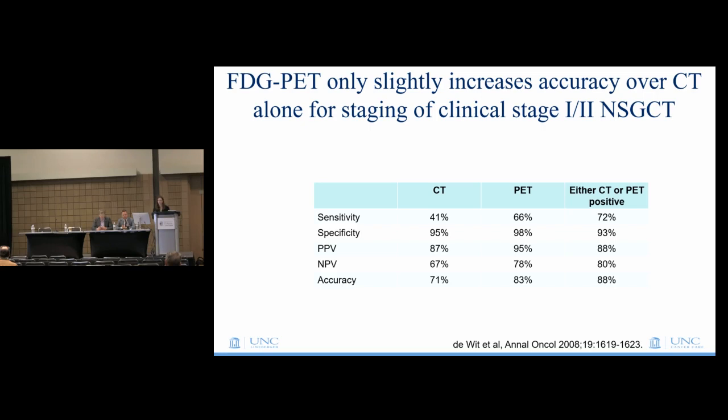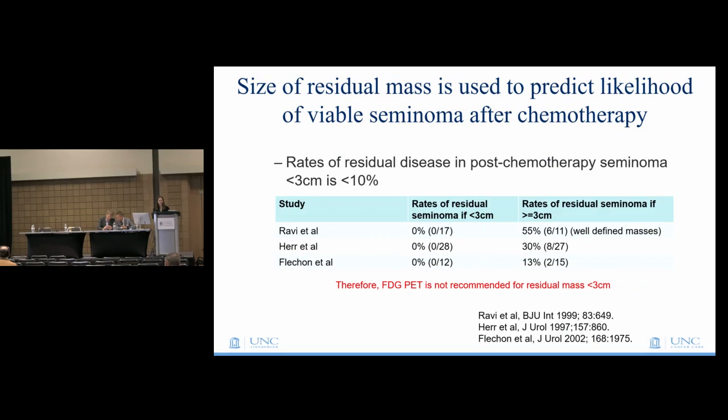But in general, contrast-enhanced CT remains standard for staging of both seminoma and non-seminoma patients. Now, once we get into post-chemotherapy residual disease assessment, it's a very different conversation, because we do use PET-CT sometimes in this setting. So we know from multiple prior studies that size of mass in seminoma is very predictive of whether or not there's viable disease left.